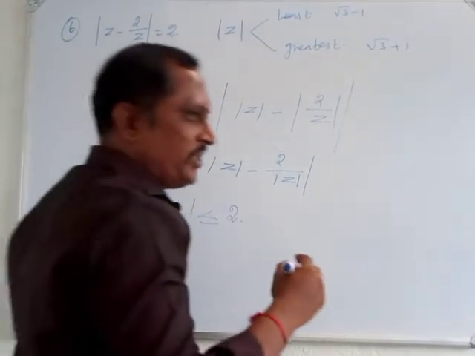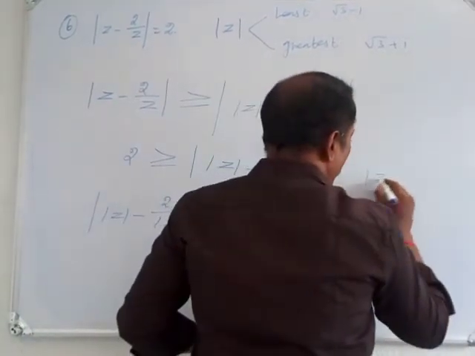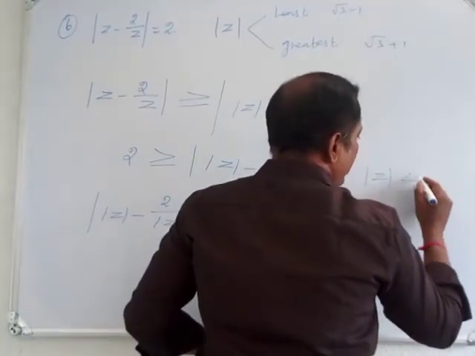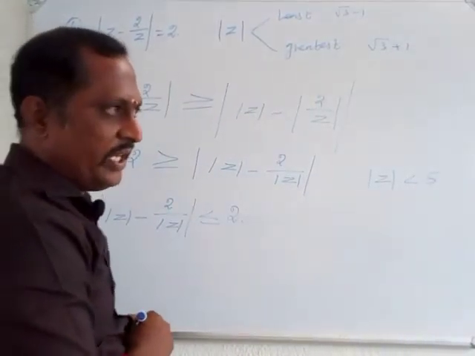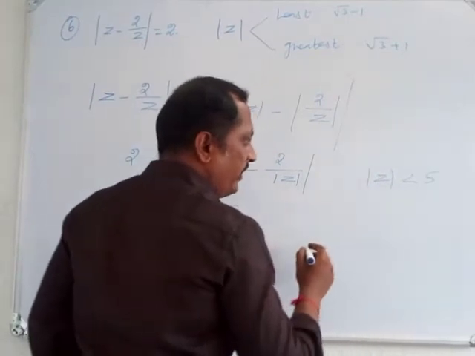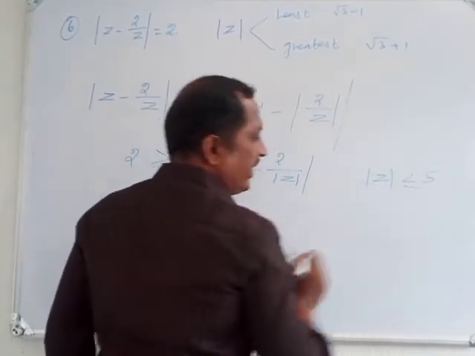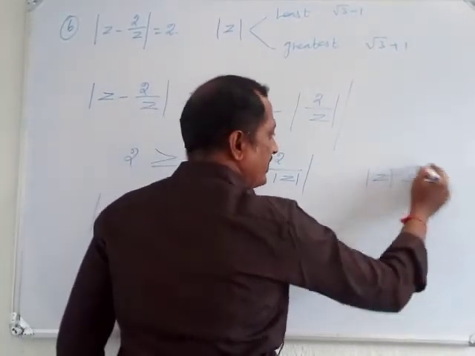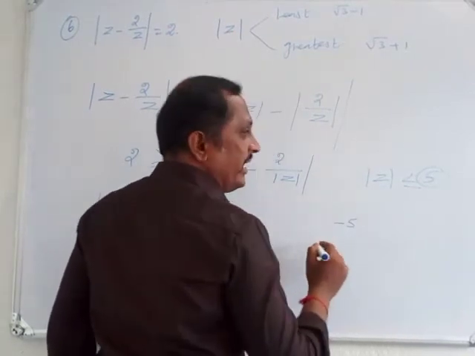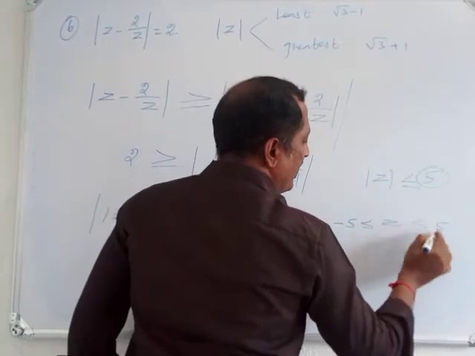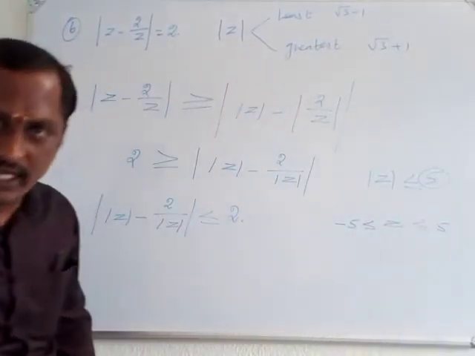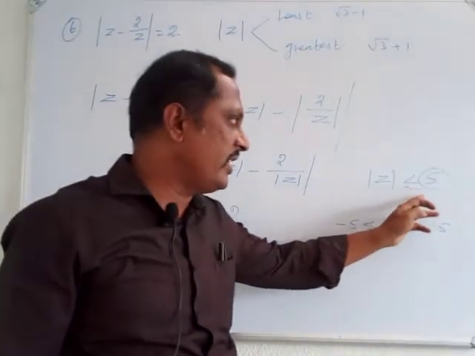You know the property: modulus of z is less than 5 means it is less than or equal to 5. We have to take this number from minus to plus, and in between the two numbers we have to write z only, not modulus. So modulus of z is less than or equal to 5.